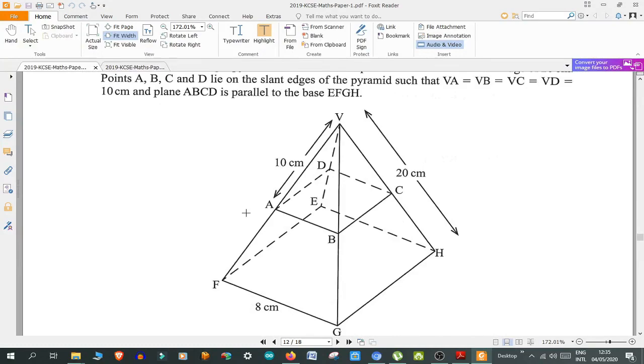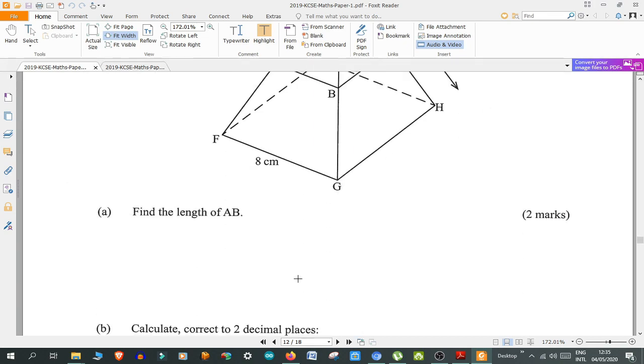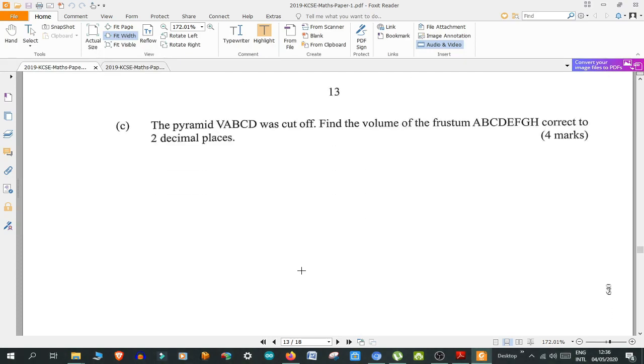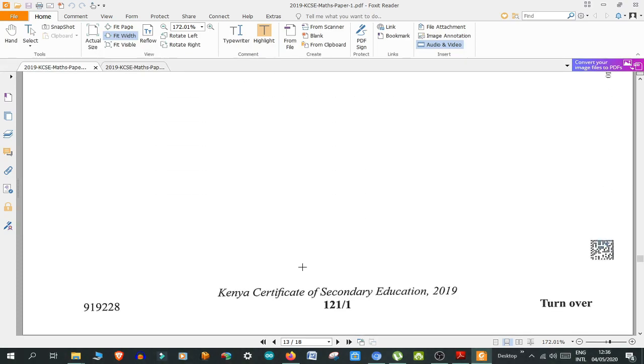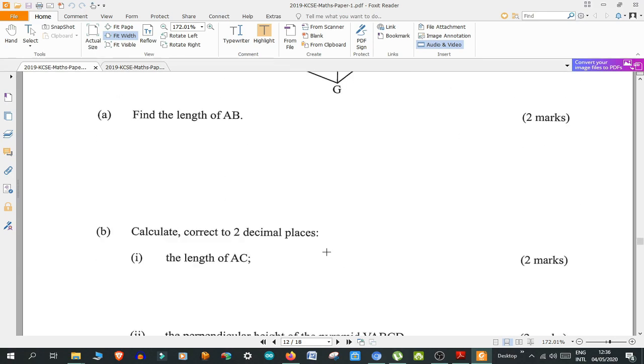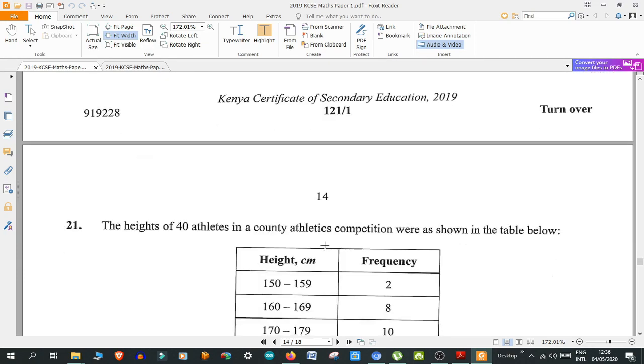topic. Question 20 is on 3D geometry. The figure below is a right pyramid VEFGH with a square base of 8 centimeters and slant edge of 20. Points A, B, C, and D lie on the slant edge. So again, finding the angles between planes, between lines, finding lengths, etc. So you're going to come back to that. And this looks like it's talking about volume also. Yes, volume of a frustum. So it's a combination of two areas. So we shall be solving that.